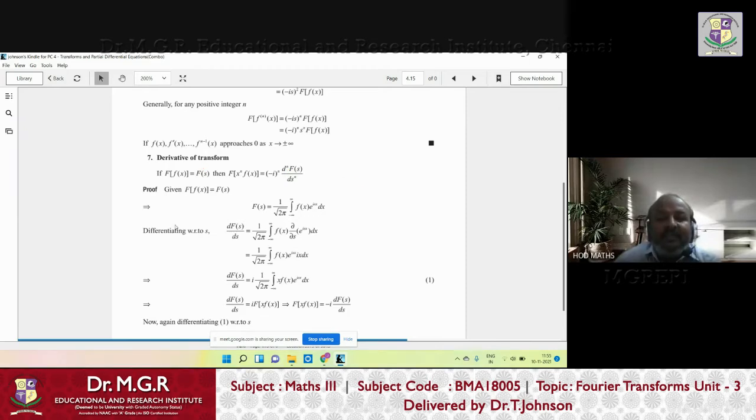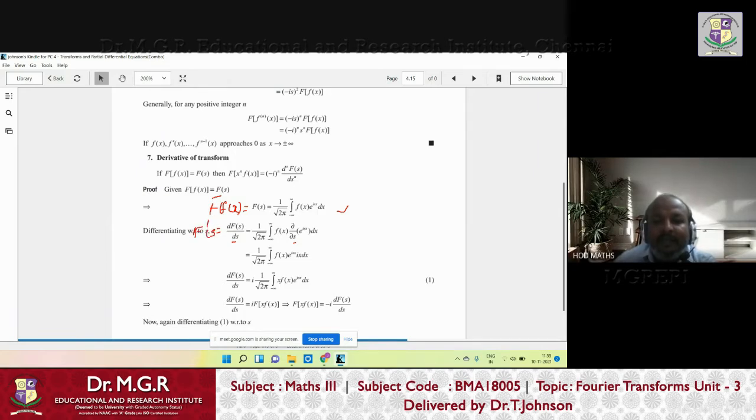But what is the proof of this? Very simple. You take F of s as it is. F of s means the Fourier transform definition. What is the Fourier transform definition? This is the Fourier transform of f of x, that is F of s. That is equivalent to 1 by root 2 pi as per the definition. Now you differentiate both sides with respect to s. Clearly, s, not x. So both sides differentiate with respect to s. Then what happened? The left hand side becomes d by ds of F of s, or capital F dash of s.